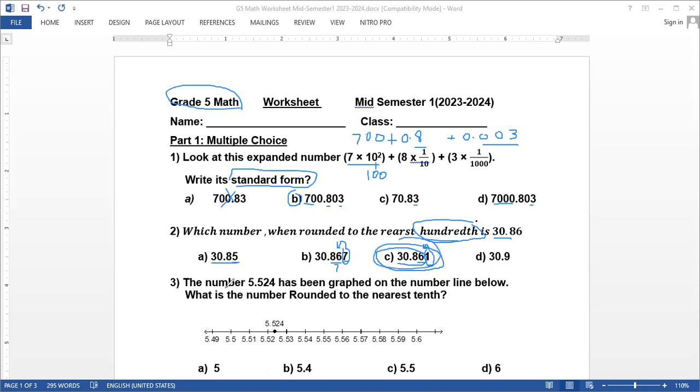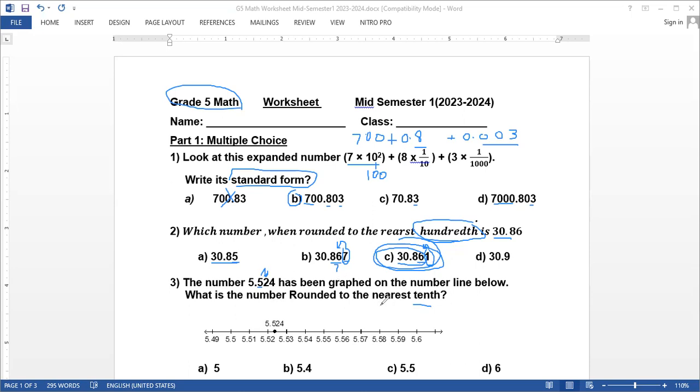The number 5.524 has been graphed on the number line below. What's the number rounded to the nearest tenth? Now, from the number line, I know that he wants the nearest tenth. So I look at the rounding digit, which is 5. I look at the digit on the right. If it is 5 or more, don't ignore. But here the number is what? 2.